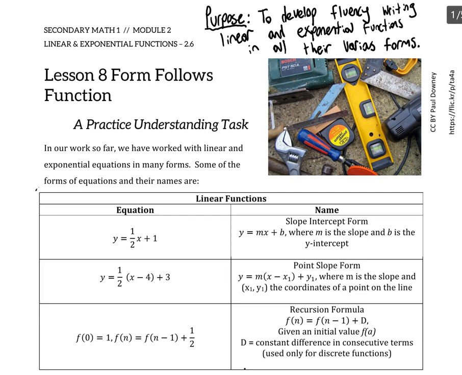So we want to get confident with deciding which type of form to use based on the information given in the problem. So for this video, I'm going to go in a little bit of a different fashion. I'm going to go a little quicker because there's a lot of examples I want to get through.